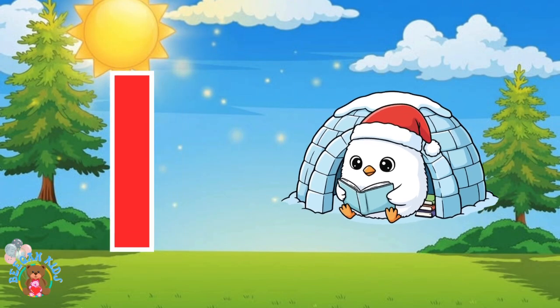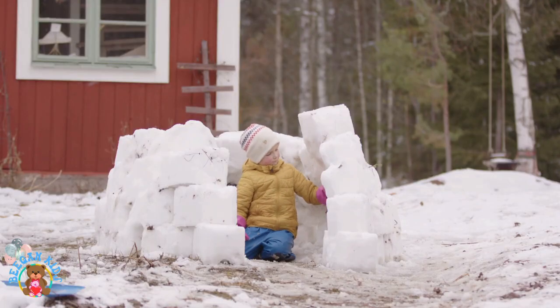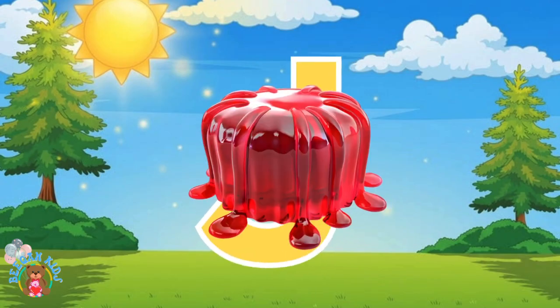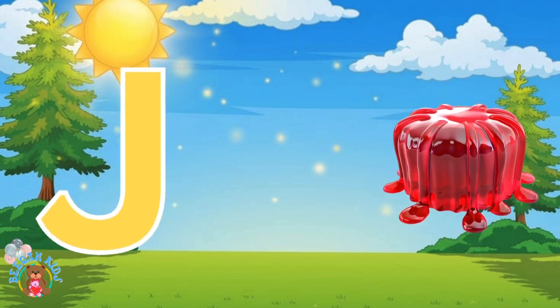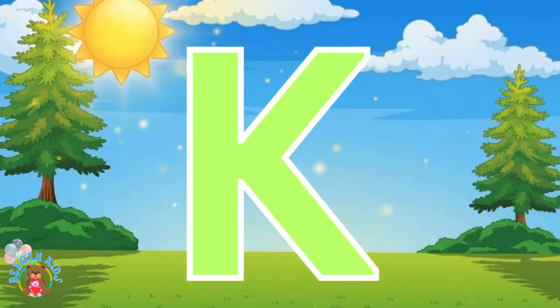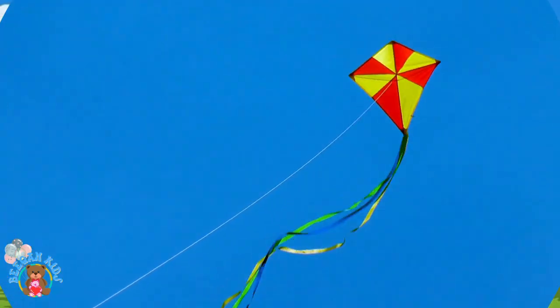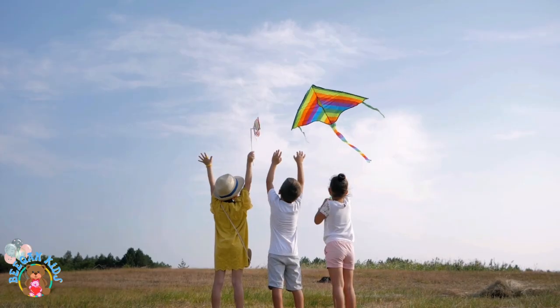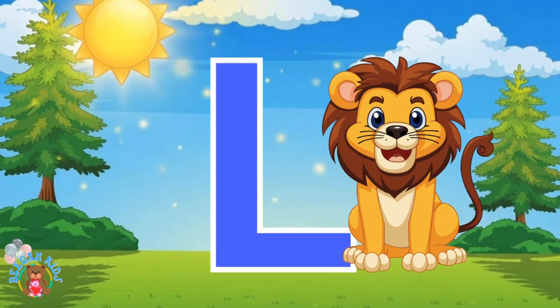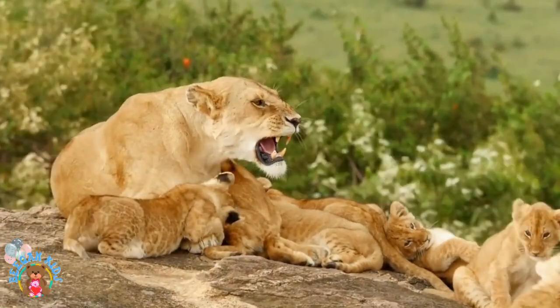I for igloo. Igloo. J for jelly. Jelly. K for kite. Kite. L for line. Line.